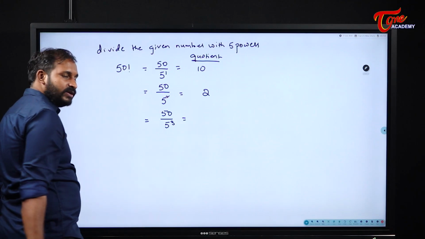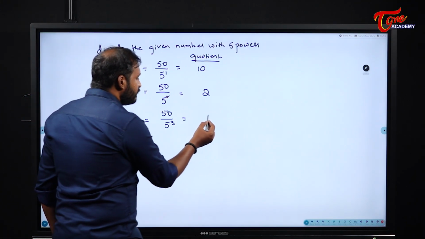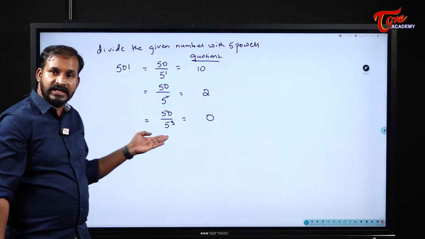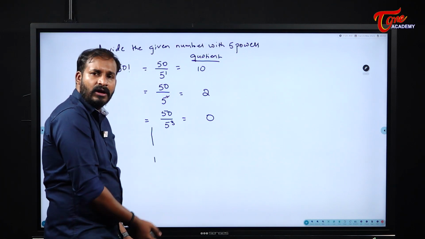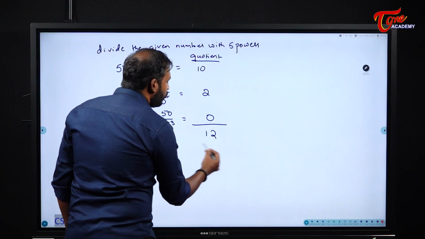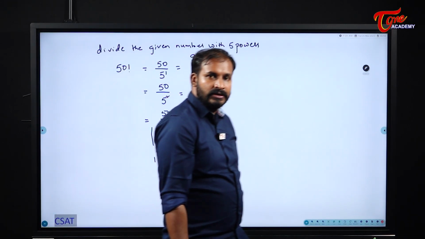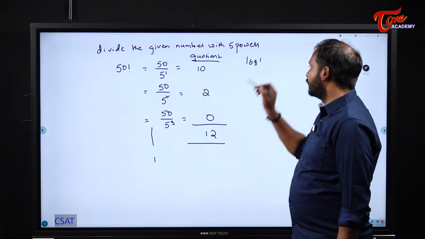What is 5 cube actually? 125. 50 by 125, what is the quotient? We will get 0. Why? Because 50 is lesser than 125. So, we will stop. From now onwards, all the values will get 0 only. So, the number of zeros will become how much? 12. For example, if I want to find the number of zeros for 168 factorial.